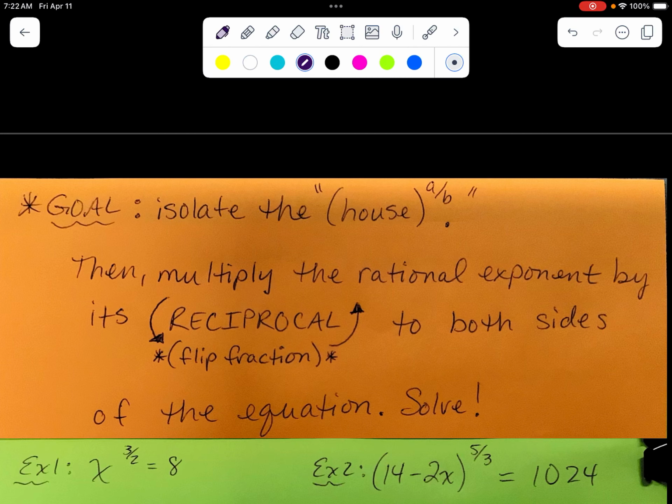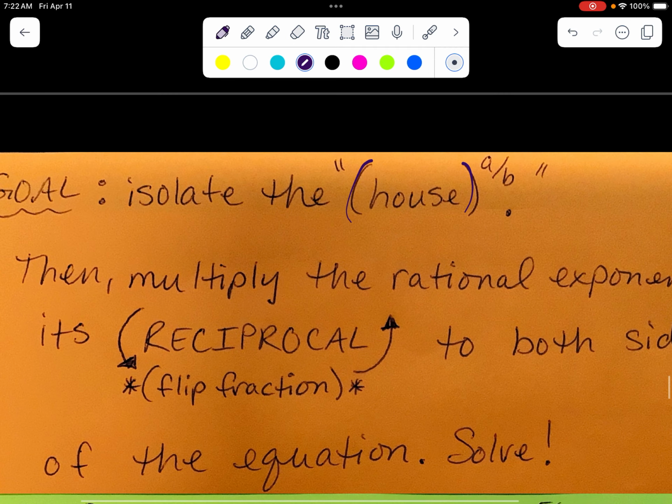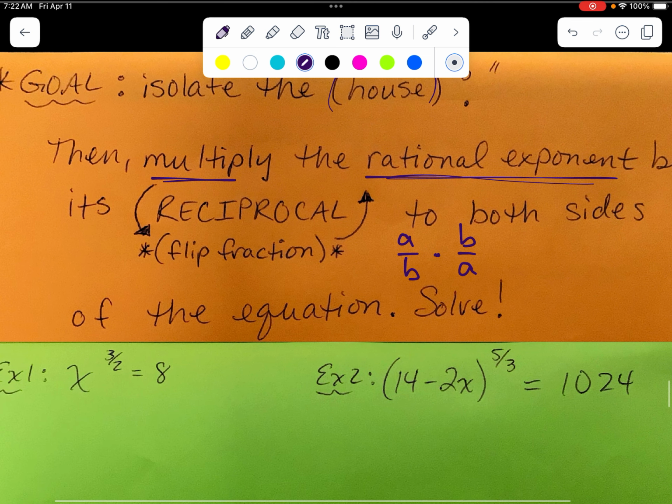In this video, I'm going to show you guys how to solve equations that have rational exponents, or exponents with fractions. Our goal is going to be to isolate the house, and when I say the house, we're talking about the set of parentheses. Once we isolate the house, we are going to multiply the rational exponent, which is the fraction, by its reciprocal. The reciprocal is just the flipped version of it. So if we have a over b, when we multiply by the reciprocal, it would be b over a. And then we would just simply solve the equation.